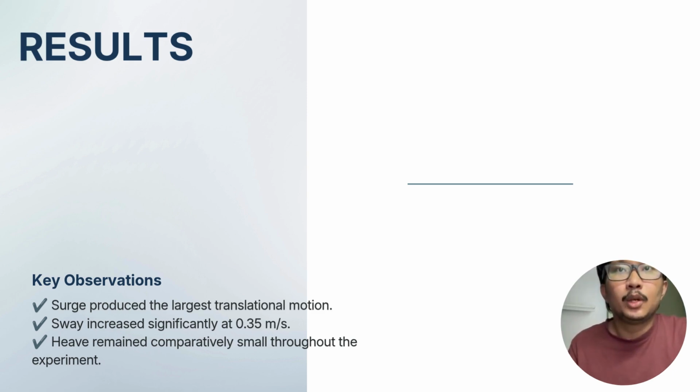Next, we move on to the next slide, which is result. There are 5 different tow speeds, which is 0.15, 0.20, 0.25, 0.30 and 0.35. The results we get from the experiment are surge amplitude, sway amplitude, heave amplitude, roll amplitude, pitch amplitude and lastly yaw amplitude. This is the data we get from the experiment. Key observations: surge produced the largest translational motion. Sway increased significantly at 0.35 meter per second. Heave remained comparatively small throughout the experiment.